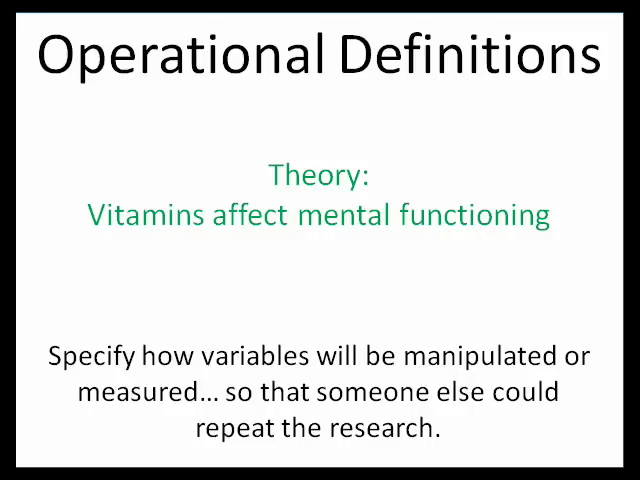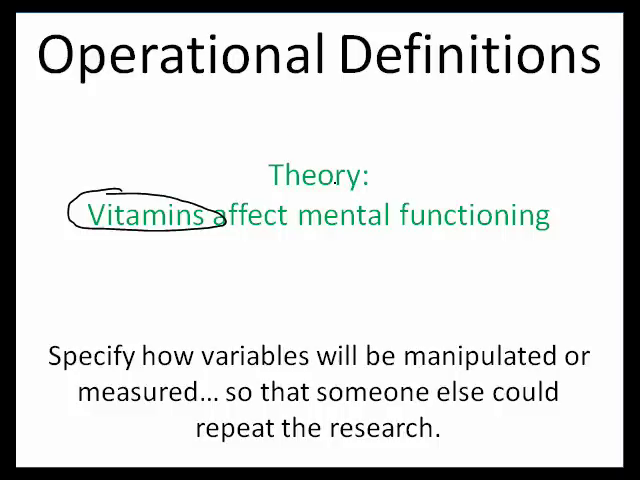To get started, we're going to need to operationally define our variables. We have the following variables: vitamins. We need to let the reader know, what do we mean by vitamins? What if someone wants to replicate our study? What type of vitamins do we give our participants? How much of the vitamins do we give our participants?